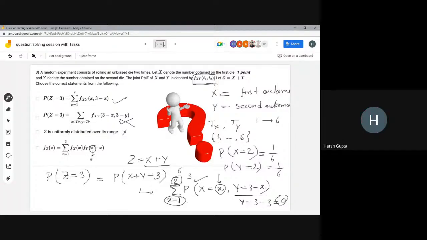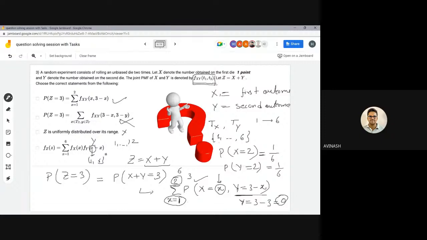No. Okay, so that is the confusion. He has got confused with this small z. So the range of z is 2 to 12. The range of z is not 1 to 6. He thought of this as y, I think. That's why he said that it should go from x equal to 1 to 5. But this is not y. I think it's not possible, sir. Fourth is wrong, sir, I think.